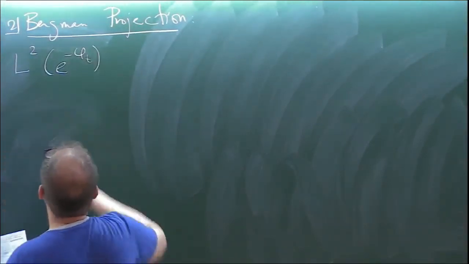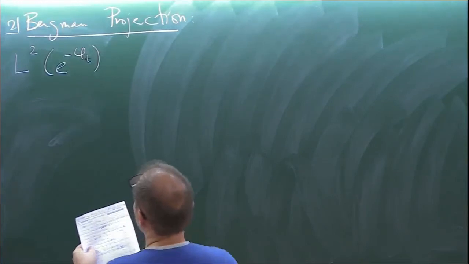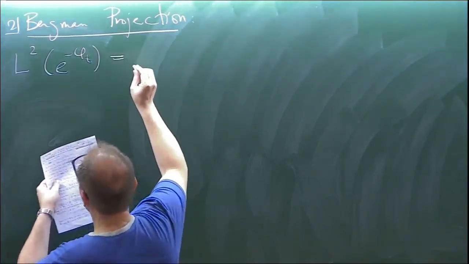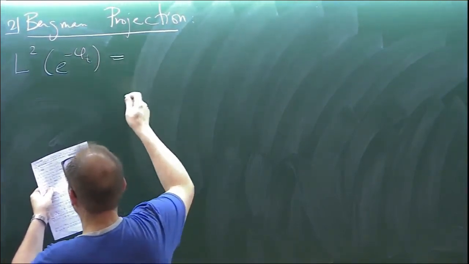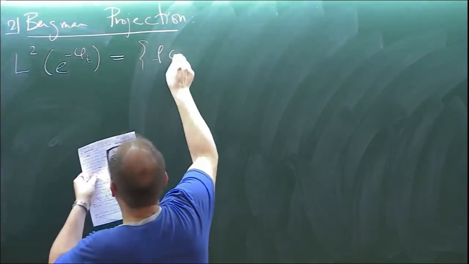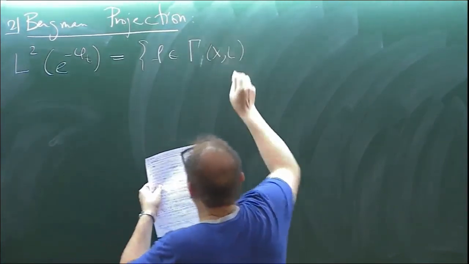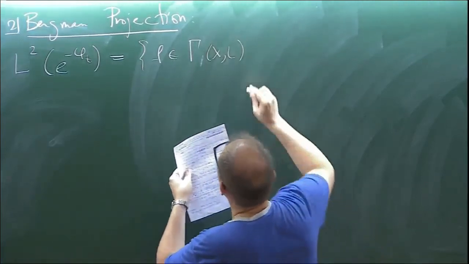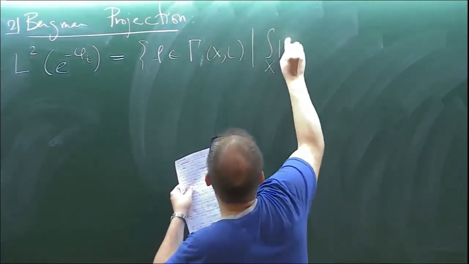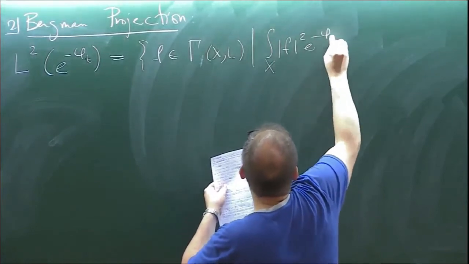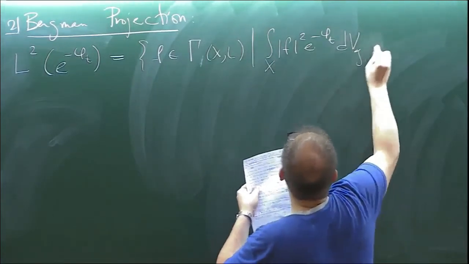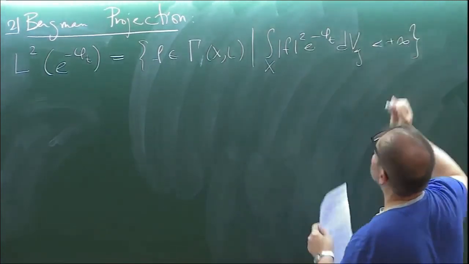Okay. So let me now introduce the non-holomorphic version of the space H of phi. I'll call it e to the minus L2 of e to the minus phi sub t, not short enough, but short. So this is the set of all f that are just measurable sections of L, such that the integral over f squared e to the minus phi t dv sub g is finite.